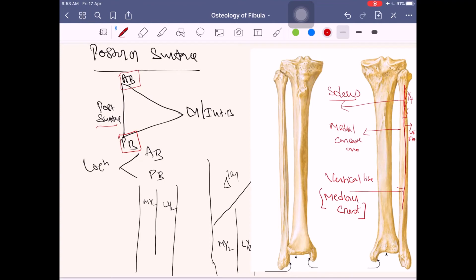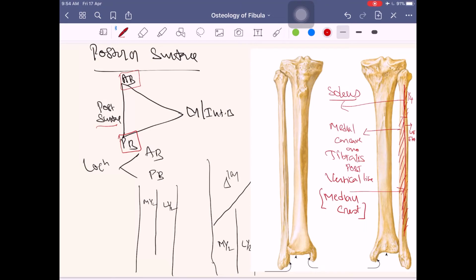So tibialis posterior is attached to this one, and whatever the area which is left out on the lateral side, it goes even a little lower also. So this one is here flexor hallucis longus. These are the three muscles that we have here.